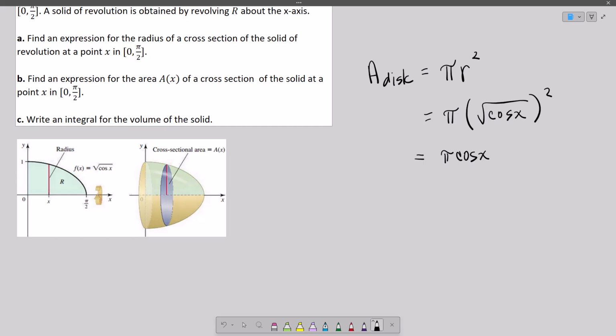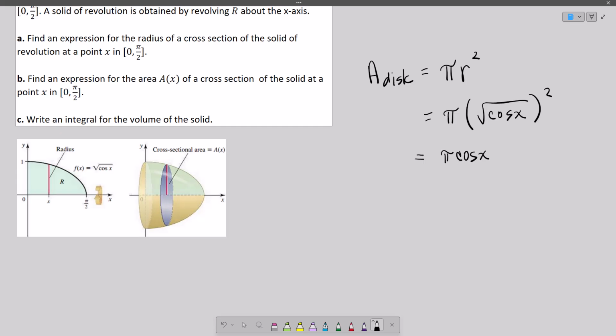Now let's check over here at our formula. So we did that geometrically. We said, oh, we've got a disk of radius 1, area is pi. Now we come over here to use our formula. Plug in x equals 0. Cosine of 0 is 1. 1 times pi is pi, so it matches at this left extremity.